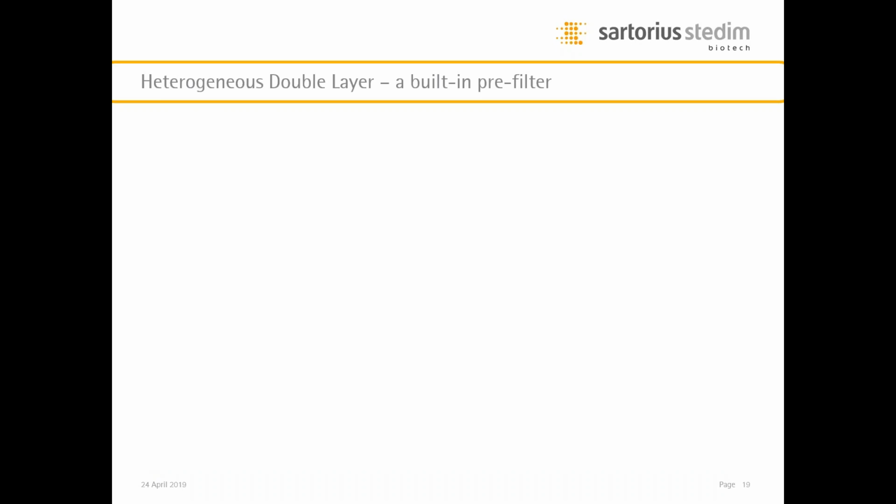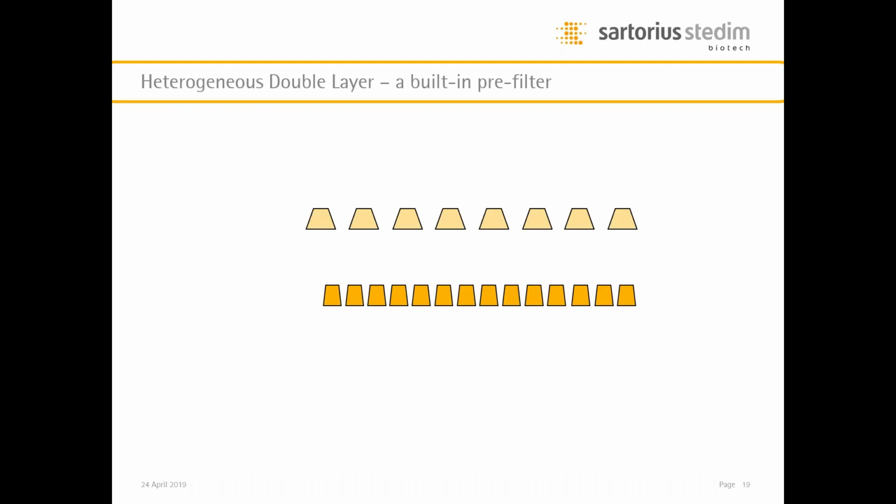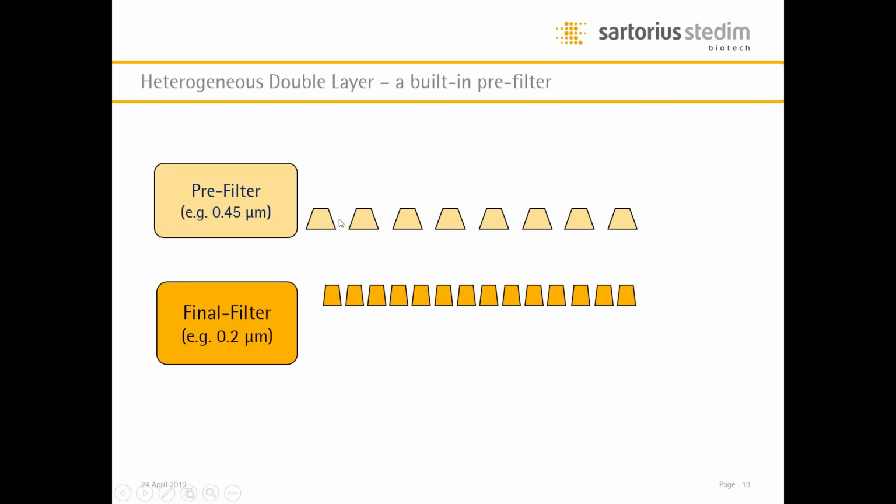At the beginning, I also introduced the heterogeneous double layer concept. It's a kind of built-in pre-filter. So how is it done? It's not only one membrane being used for building such a filter, but two membranes. Here you can see two layers: one pre-filter layer, in this example a 0.45 micron rated filter, followed by the final filter, 0.2.